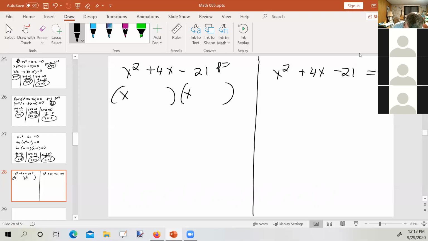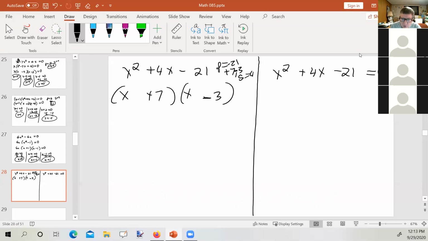Let's see, product of negative 21, sum of 4, negative 7 and 3. Oh, no, plus 7 and minus 3. Is that right? Yeah, we'd have to have a plus 7 and a minus 3. That's as far as I can go. It's not an equation. I can only factor it.